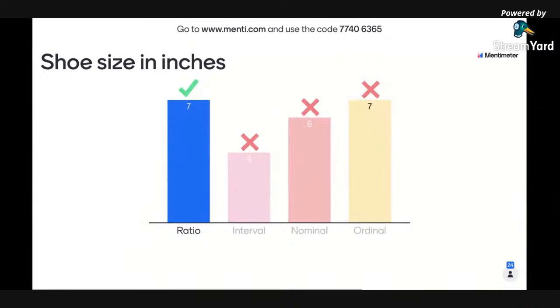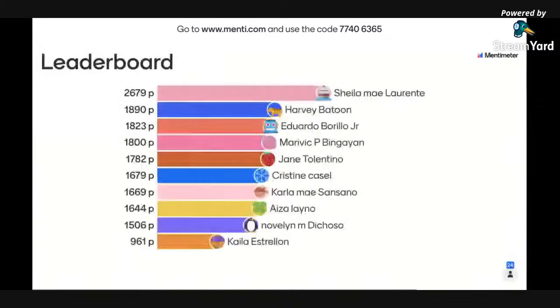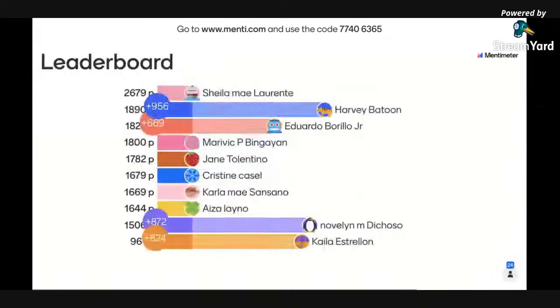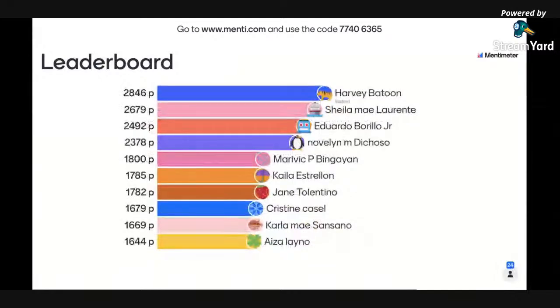Let's see who is on top of the leaderboard. Okay, Harvey answered that question the fastest. That's why he's now on top of the leaderboard, followed by Sheila, Eduardo, Novelin, Marivic, Kyla, Jane, Christine, Carla May, and Aiza. So you can still catch up, because we still have one last question. If those at the top don't get it, you can win.